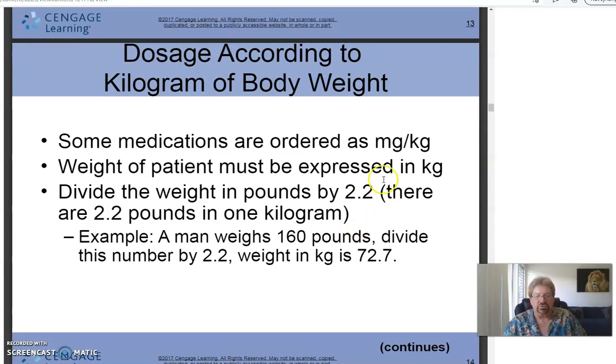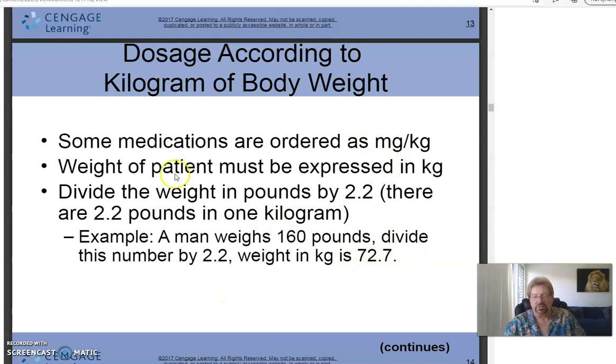Some medications are ordered as milligrams per kilogram. So when that's the case, you got to convert the patient's weight from pounds into kilograms. How do you do that? You divide it by 2.2 right here. Weight of the patient must be expressed in kilograms. Divide the weight in pounds by 2.2. Why? Because there's 2.2 pounds in a kilogram. So if a dude weighs 160 pounds, divide this number by 2.2 to get kilograms, he weighs 72.7. Then it's the number of milligrams per this.